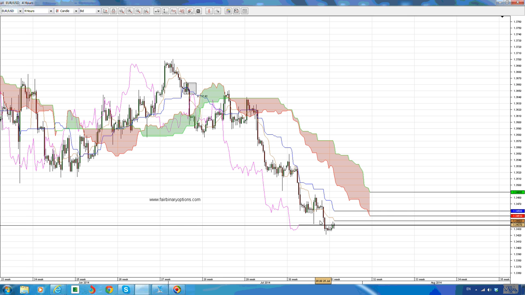If now you want, for whatever reason, to buy call options based on this time frame, then the first thing to look for is for the Kinjun and Tenkan to cross, which they didn't cross yet. So look for a cross there, and then go and buy call or put options.